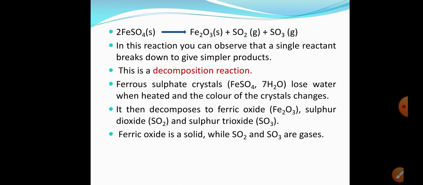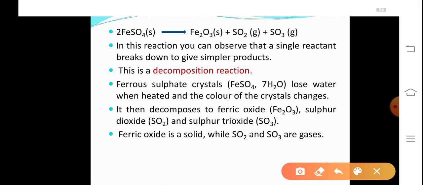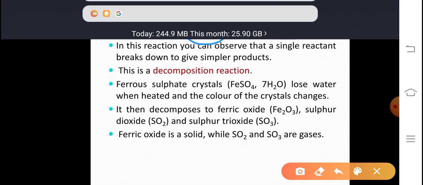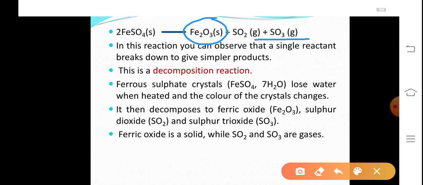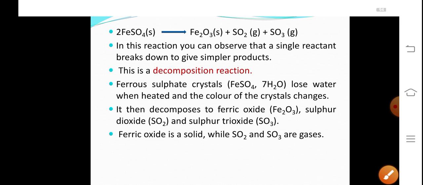The overall equation of this activity is: ferrous sulfate solid decomposes to form ferric oxide solid, sulfur dioxide as a gas, and sulfur trioxide as a gas. So here you can see this single substance is broken down into 3 different substances. So this is an example of a decomposition reaction. In this reaction, you can observe that a single reactant breaks down to give simpler products. This is a decomposition reaction.